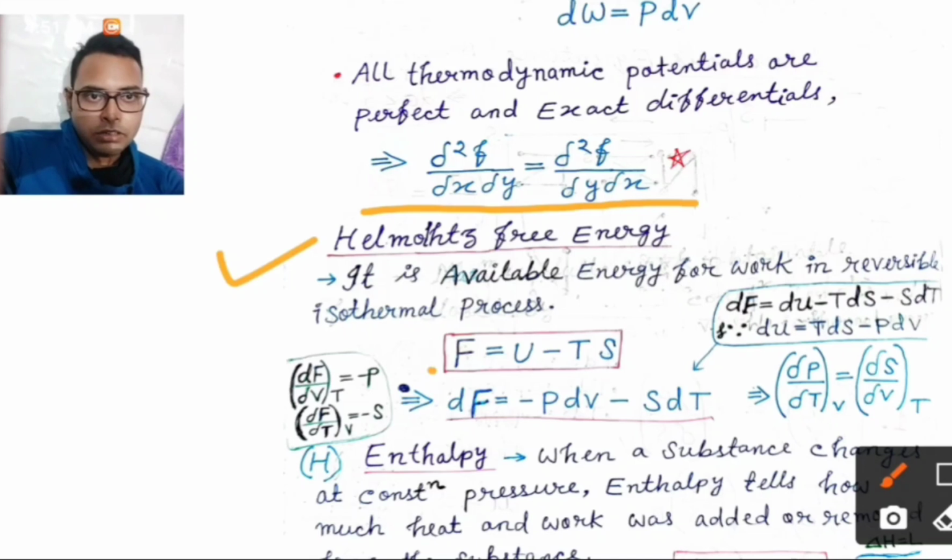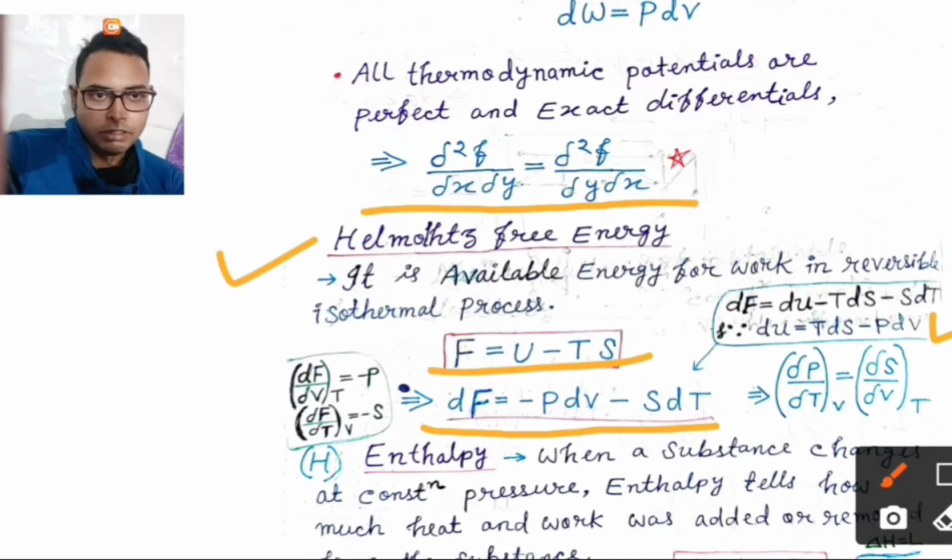This is the relation of Helmholtz free energy: F equals U minus TS. Calculating from the first law and other relations, we can define the change in Helmholtz free energy as dF equals minus PdV minus SdT. Okay, this is a very important relation.